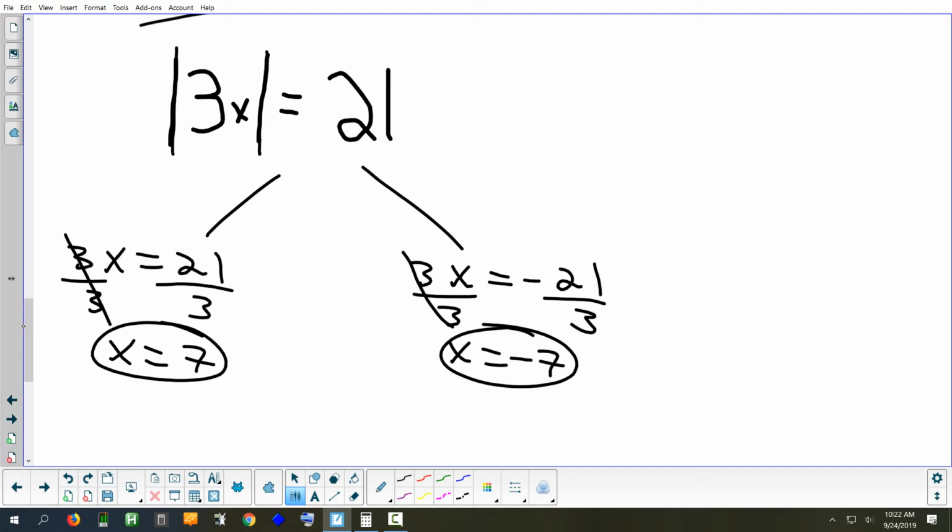Okay, so any questions on the type, which most of them on the test are going to be like that, where you have the absolute value by itself?